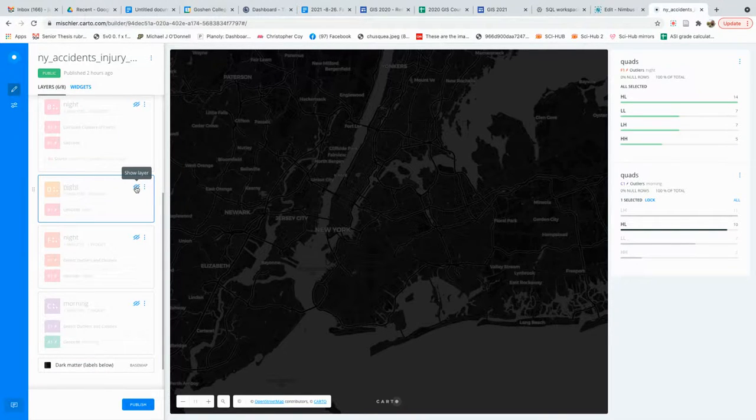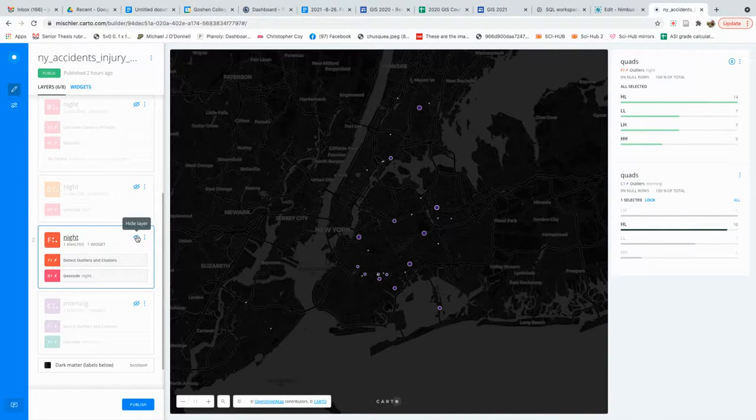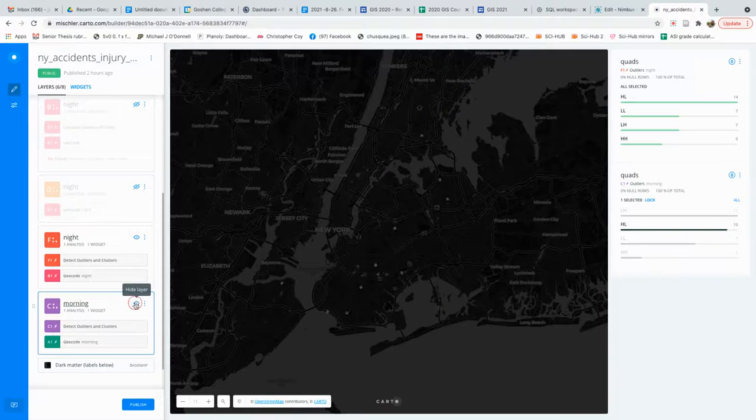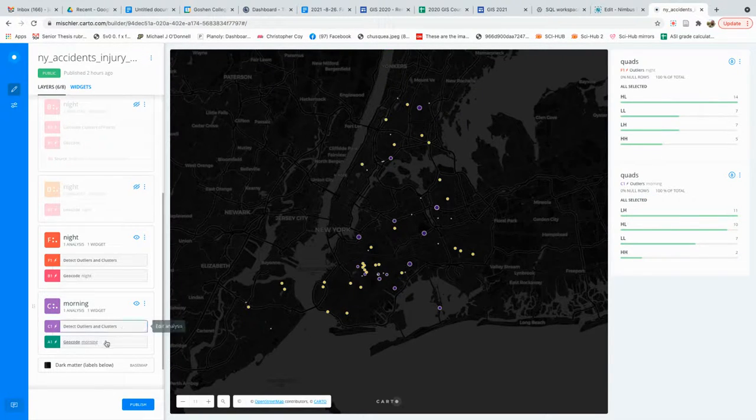Then I did a statistical analysis on the outliers and clustering. This is actually doing a statistical analysis with p-values. I went in here, clicked widgets, and added these widgets on the side. When doing this outliers and clustering analysis, you end up with 4 categories.